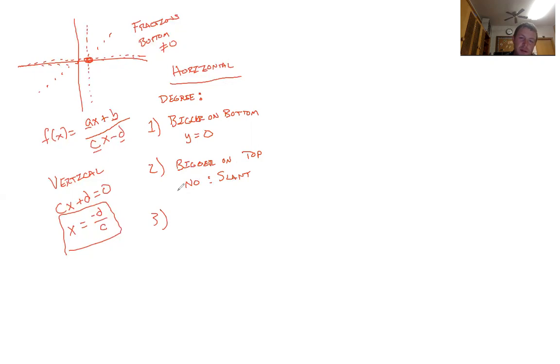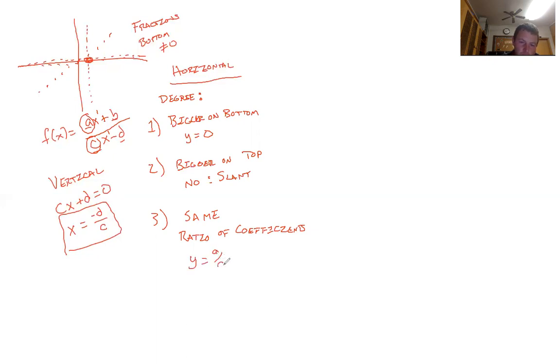The third option is if they're the same. If the degree is the same, so this is to the first and this is to the first, then it's the ratio of coefficients. What that means is this coefficient is a, this coefficient is c. All it is, is y equals a over c. So those are the 3 different types.